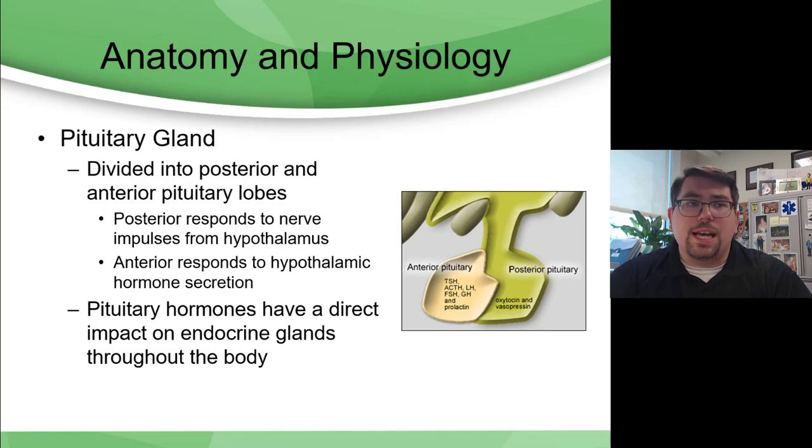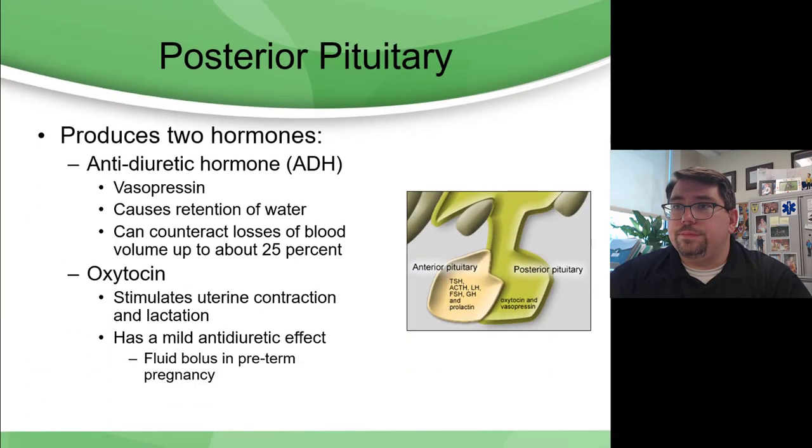I know that can be kind of confusing, but realistically, what to remember is that the pituitary hormones have a direct impact on the endocrine glands throughout the body. It really is going to be based on what functions you're looking at, and we'll get into some more details with those a little bit later. For the posterior pituitary gland, if we're looking just specifically at its function, there are two predominant hormones that are going to be released.